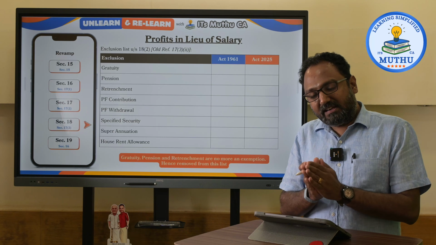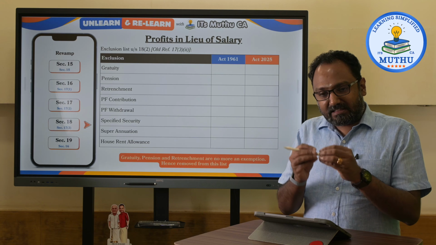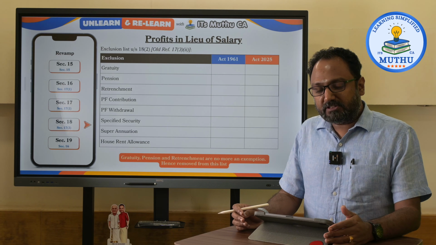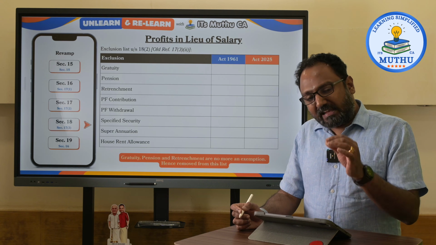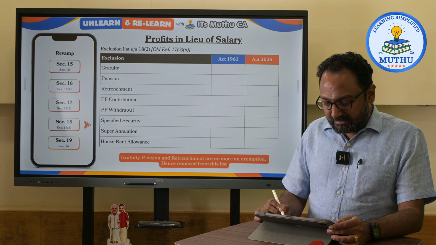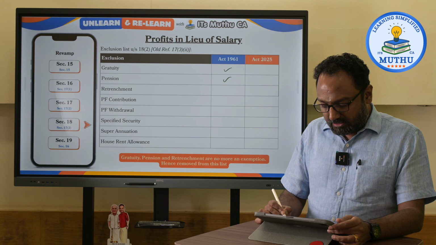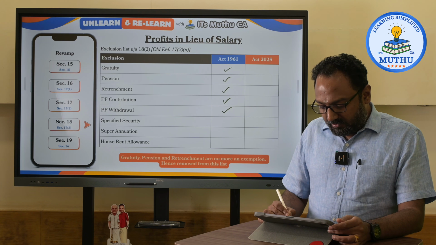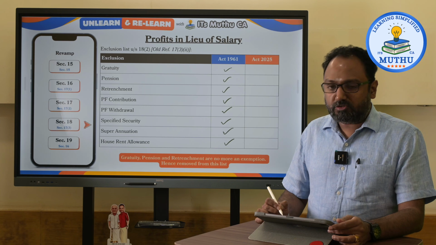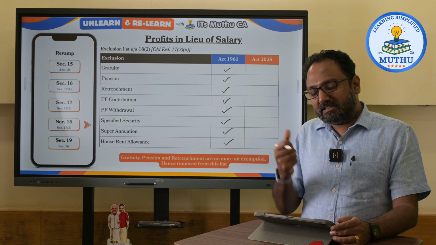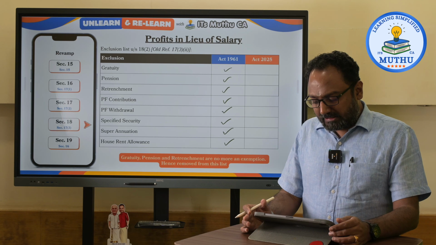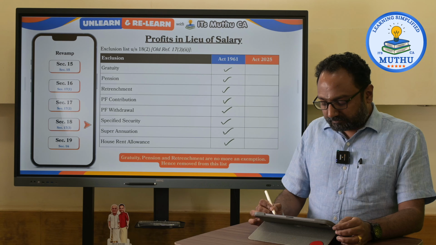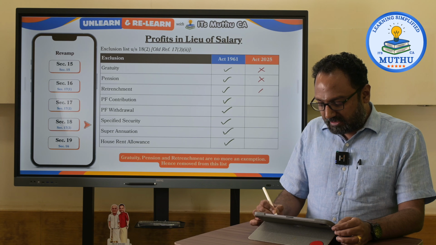Now the 17.3.2 said that there are some items which will not be considered as profits in lieu of salary. Other than that, it will be considered as profits in lieu of salary. Now what is this exclusion list? Earlier in Act 1961, it included gratuity, pension, retrenchment, PF contribution, PF withdrawal, specified security, superannuation, house rent allowance. So any fund related to that received by the employee will not be considered as profits in lieu of salary because it will be separately considered elsewhere. But in Act 2025, this list of items does not include gratuity, pension and retrenchment.